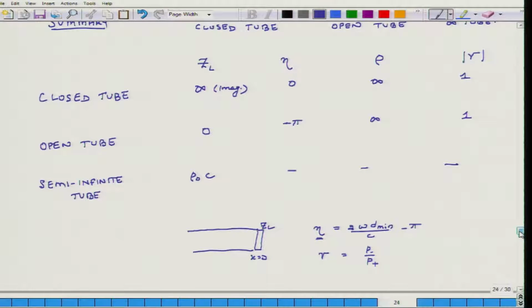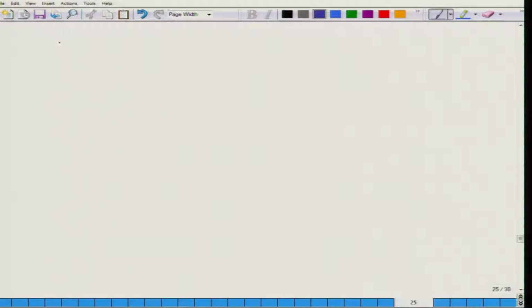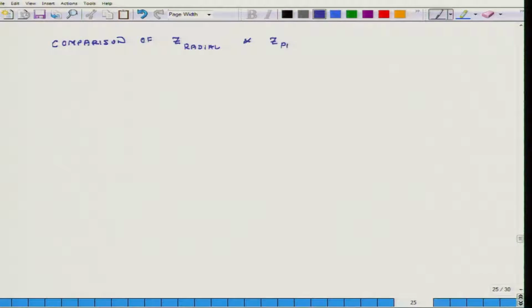So, this is the discussion in context of impedance, and the next thing we will do today is compare the impedance for a radially propagating wave, which I will call Z radial, and a planar wave, which is typically a wave travelling in a duct, and if the duct is infinitely long, it will be Z planar.